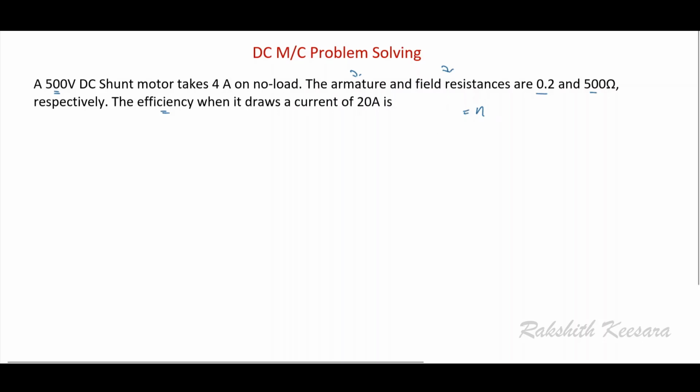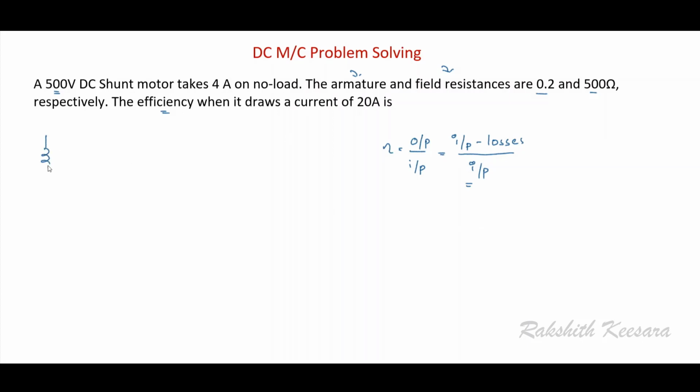So students, what is the formula for efficiency? It is nothing but output by input, right? Output power by input power. So what is the output power? Input minus losses, by input, right? So here, this is a DC shunt motor.